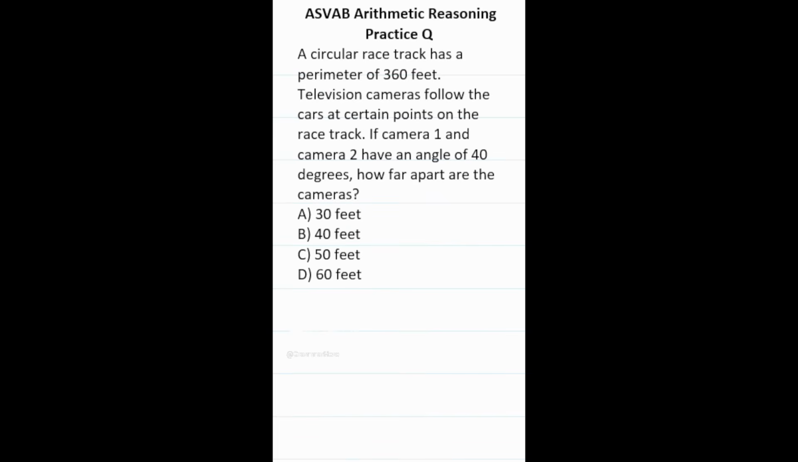This ASVAB PiCAT practice test question tests your understanding of circles. Specifically, we have two cameras, A and B, on a racetrack here. They have a central angle of 40 degrees. And given that, we want to figure out how far apart they are, which is the same thing as figuring out this arc length right here.